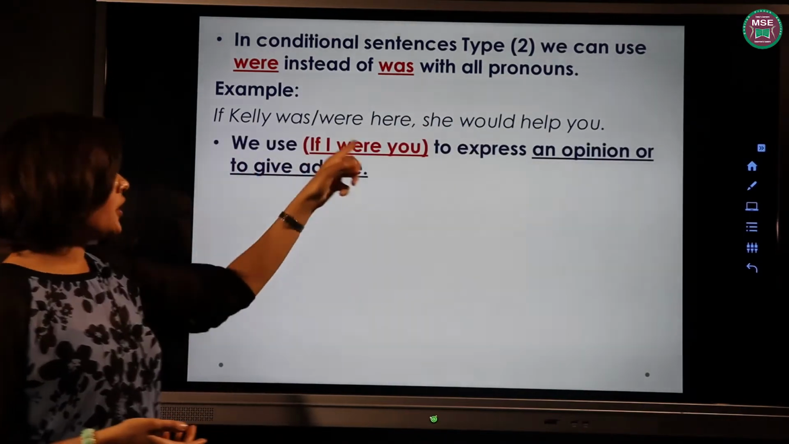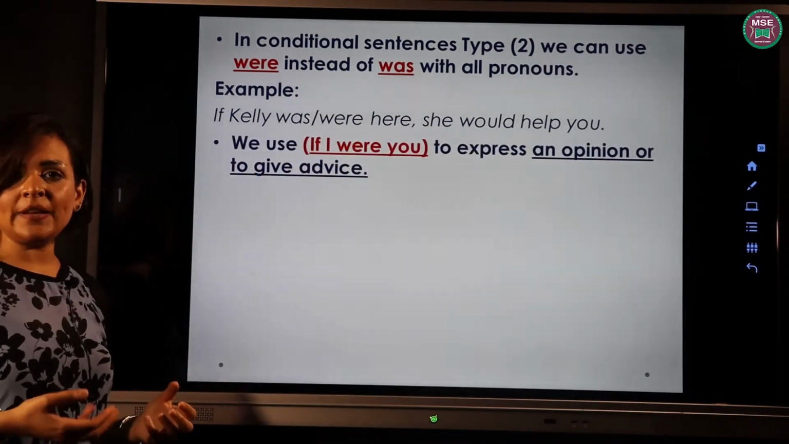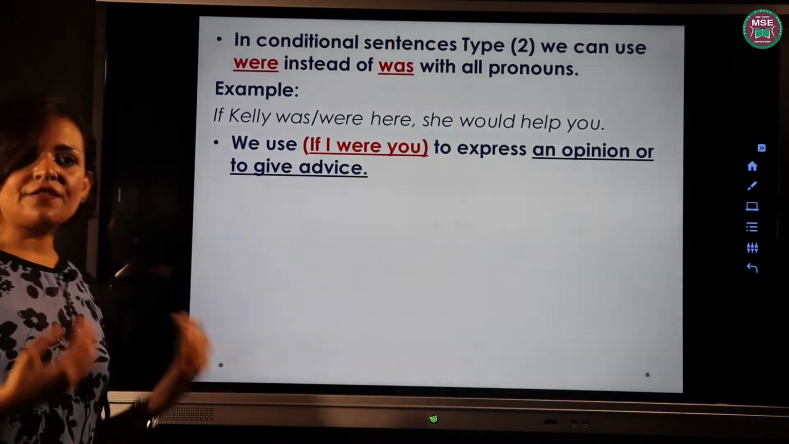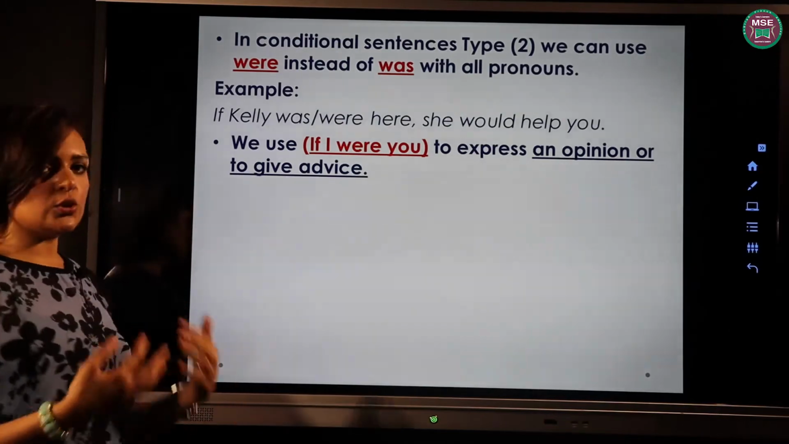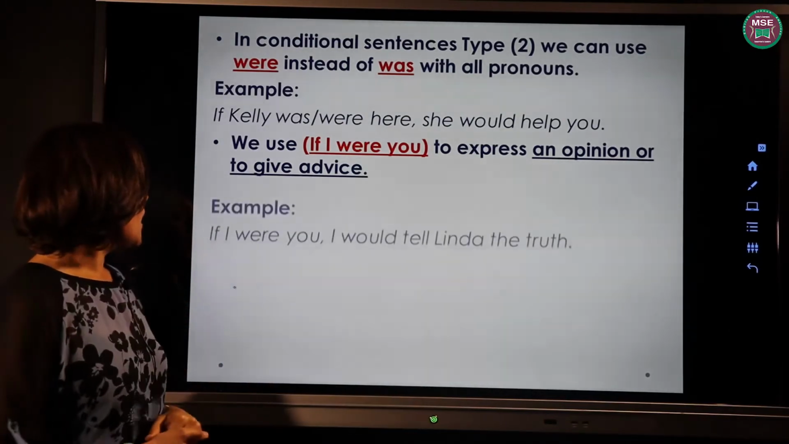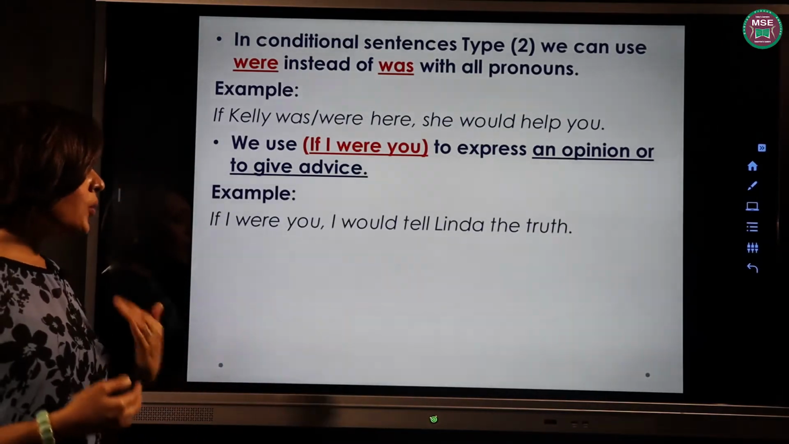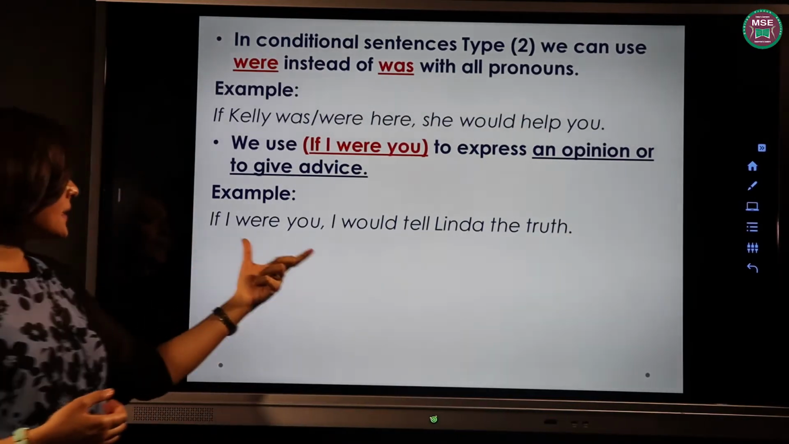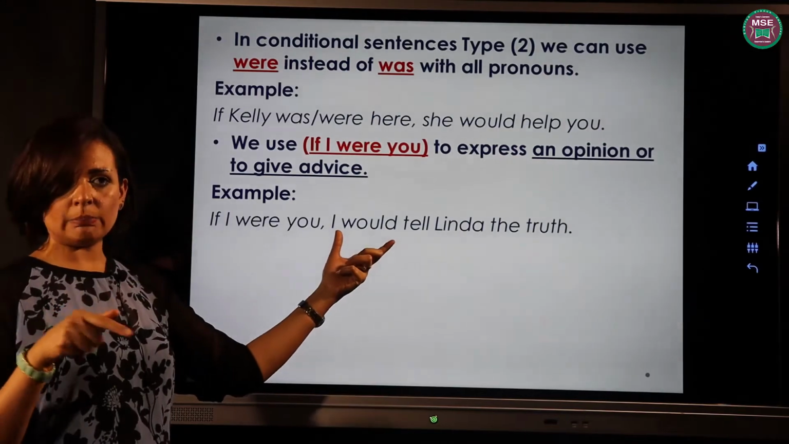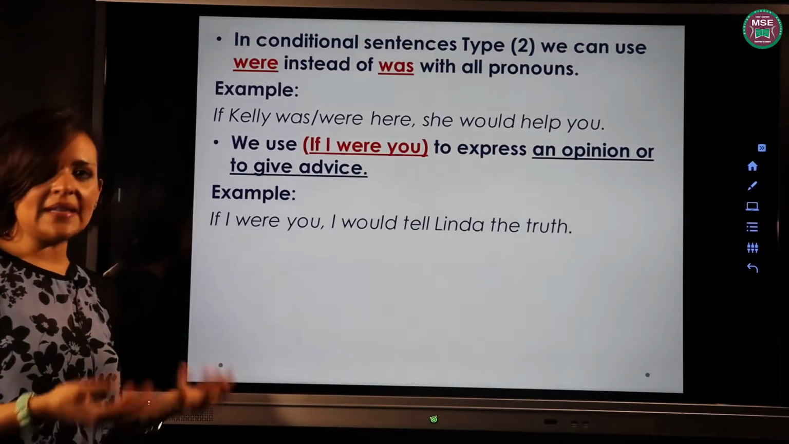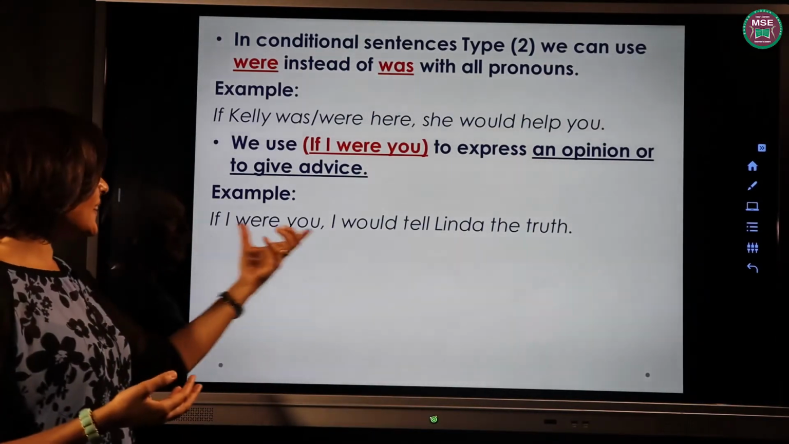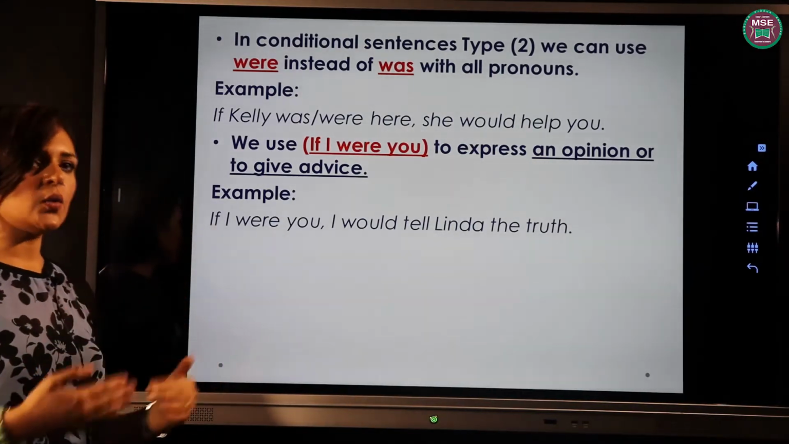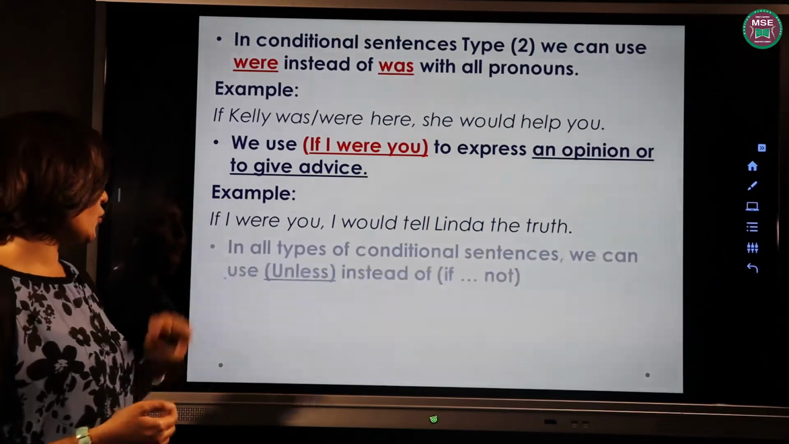We use if I were you to express an opinion or to give advice. If I am in your place, if I were you, I would do something. If I were you, I would tell Linda the truth. So in this case, I will not use will because it's not a probability, but here I want to say that if I am in your place, I would tell Linda the truth.